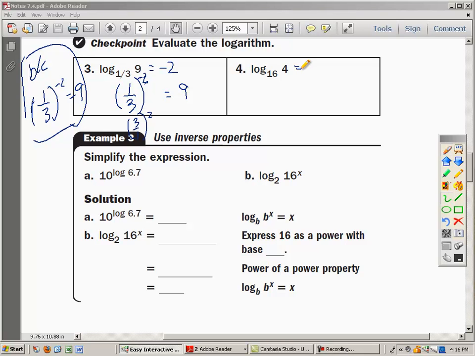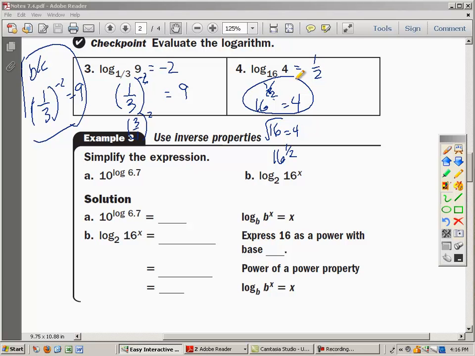This next one says 16 to what power is equal to 4? Now you might think this is 2, right? We might be tempted to think this is 2, but 16 squared is not 4. 16 squared is 256, so that's not going to do it for us. Instead, if I take the square root of 16, I get 4, and the square root is the same thing as the 1/2 power. So 16 to the 1/2 is equal to 4. So the log base 16 of 4 becomes 1/2, because 16 to the 1/2 is equal to 4.